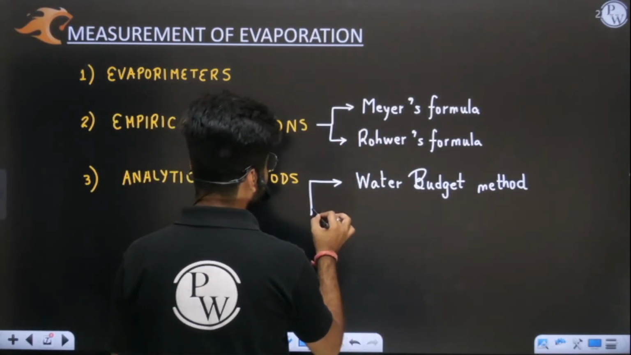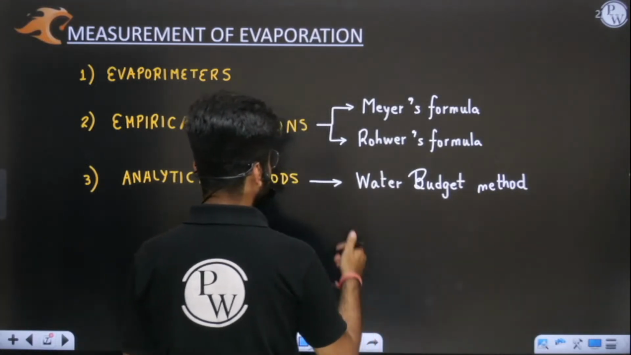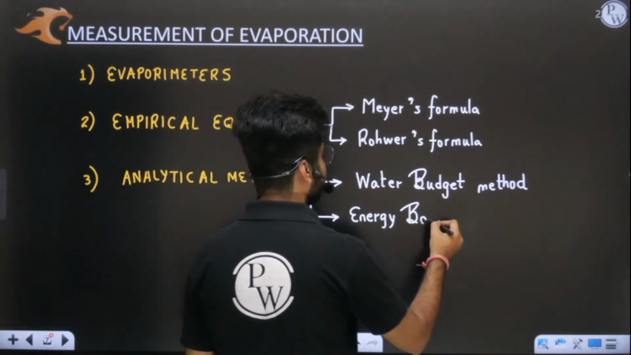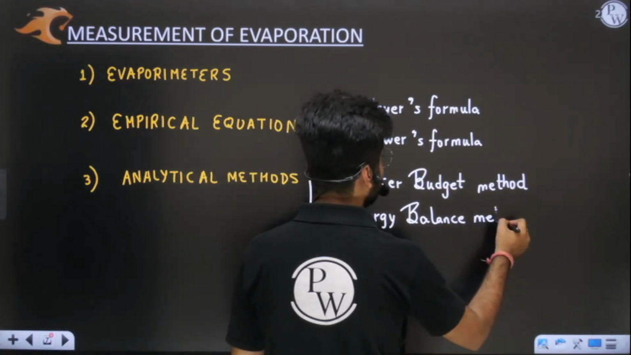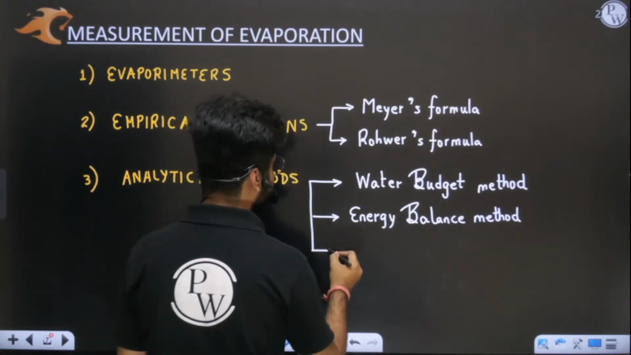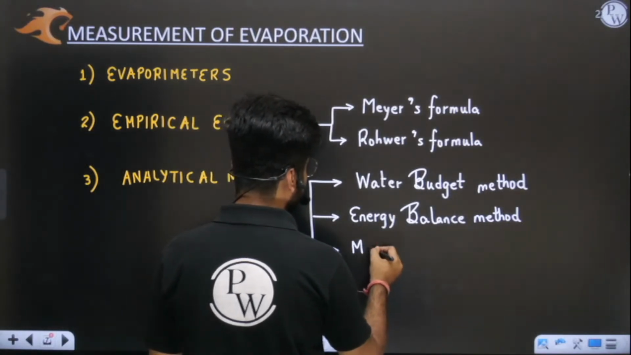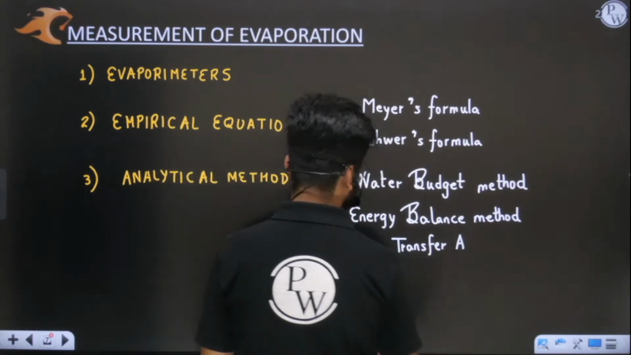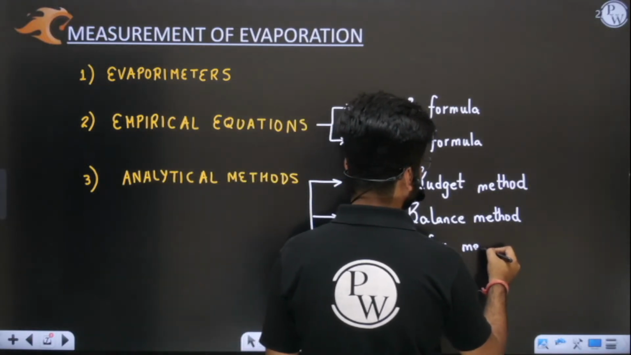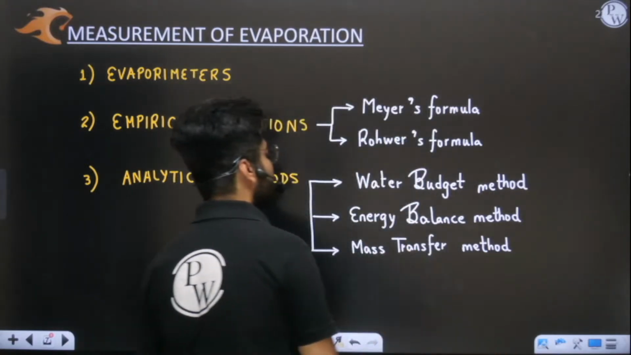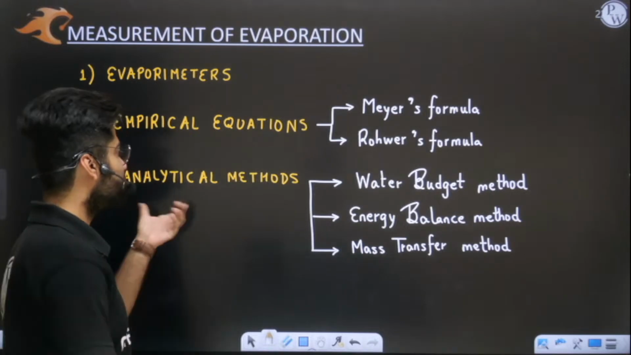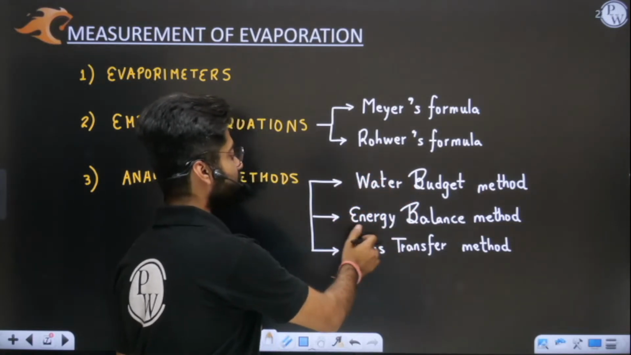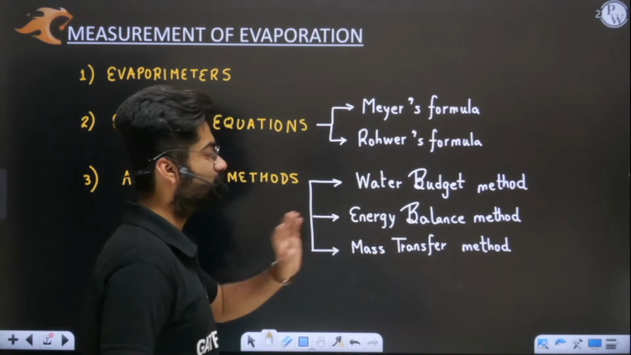Second method is the energy balance method, and third one is the mass transfer approach, or simply method. Obviously, out of these three, the third one is the best one. If we are finding evaporation with the help of analytical methods, the method on which we can rely the most, the most reliable method, will be the mass transfer method.